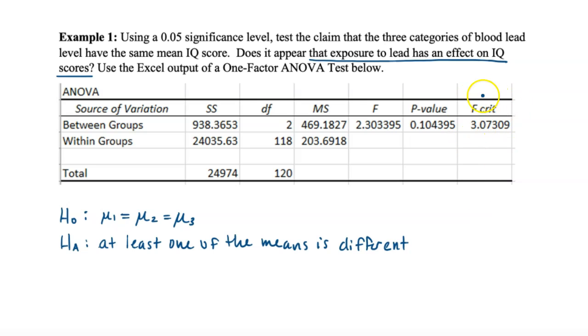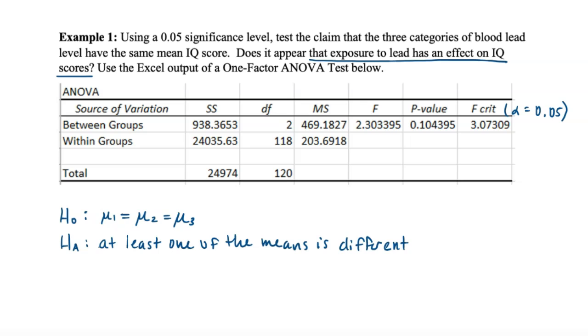So our F critical, we remember, this comes from that level of significance. So this F critical is for an alpha of 0.05. And also from the fact that we have a degree of freedom of 2 and then a degree of freedom of 118. And this F test statistic comes from our data.